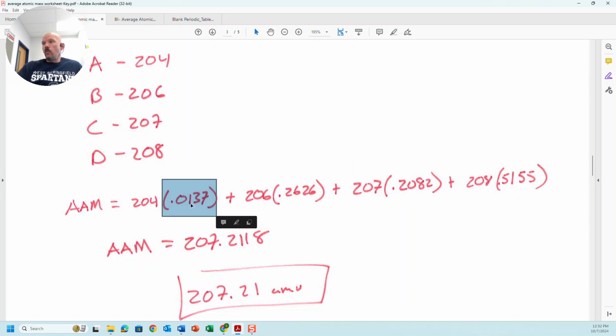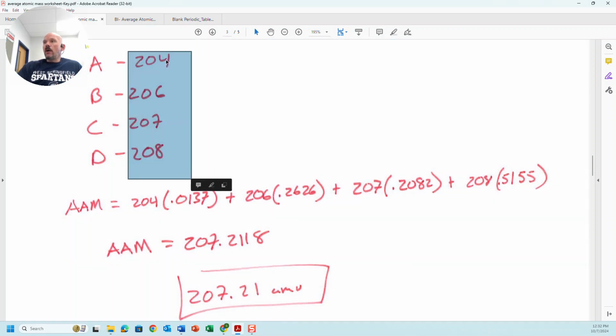So, it was 1.37%, but that's really 0.0137 when I want to use it mathematically. Now, again, you could keep this as 1.37, you could keep this as 26.26, you could keep this as 20.82, you could keep this as 51.55, but then at the end you would have to divide by 100. Okay? And again, understand that if these are your isotopes' mass numbers, then when I calculate the average atomic mass, it better be between 204 and 208.